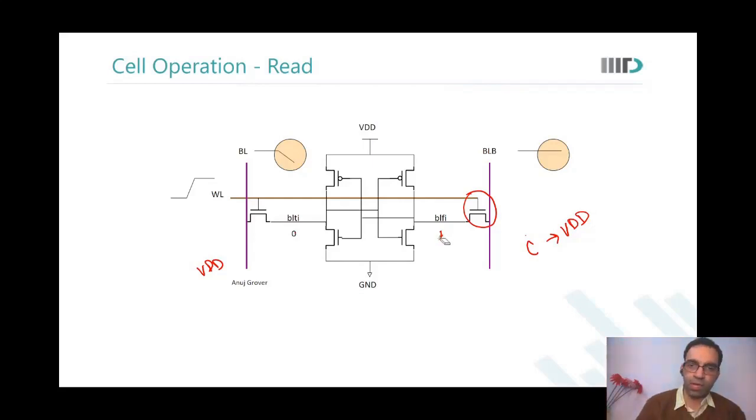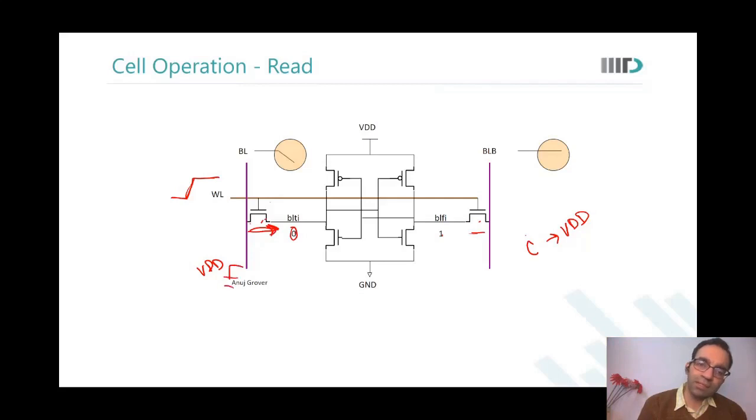Okay. Now, when we turn the word line on, what happens? These are NMOSs. They will turn on. Now, what happens? When they turn on, there was a 0 stored on this side. So this NMOS will now start to conduct some current. Will there be any current here? No. Both sides are VDD. So some current will start to flow from here.